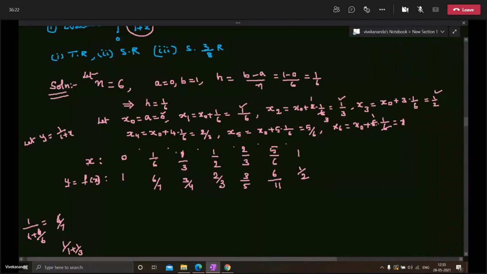So this is the table I constructed by splitting into 6 subintervals and taking y equal to 1 by 1 plus x.